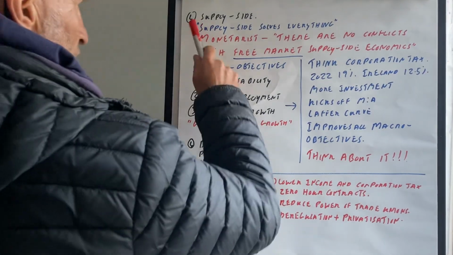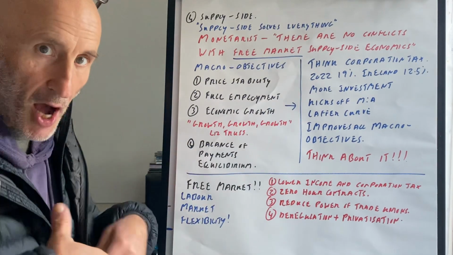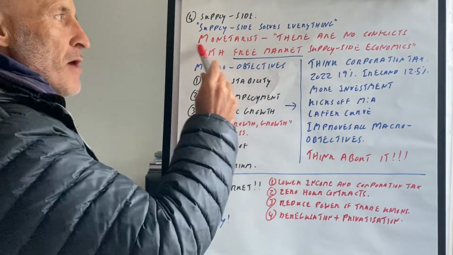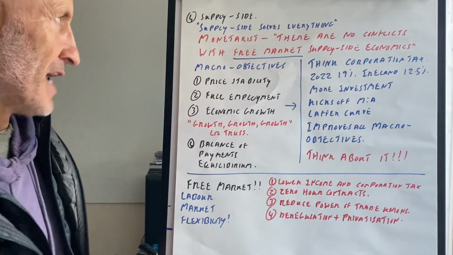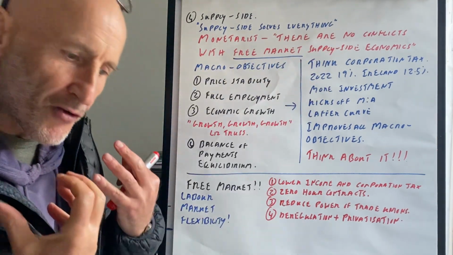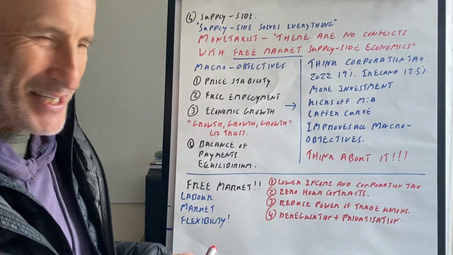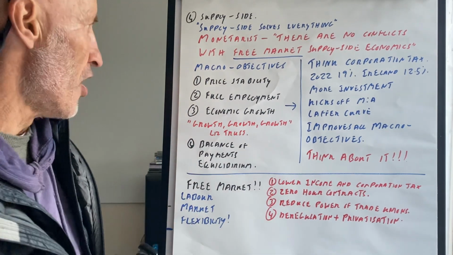Next up, supply side. We also did this, obviously. Supply side solves everything. That's my quote on here. So the monetarist argument, which you don't know much about yet, has no conflicts with free market supply side economics. If you're a monetarist with free market economics, you believe you solve all of your problems. It's a little bit simplistic, but you need to know the arguments.